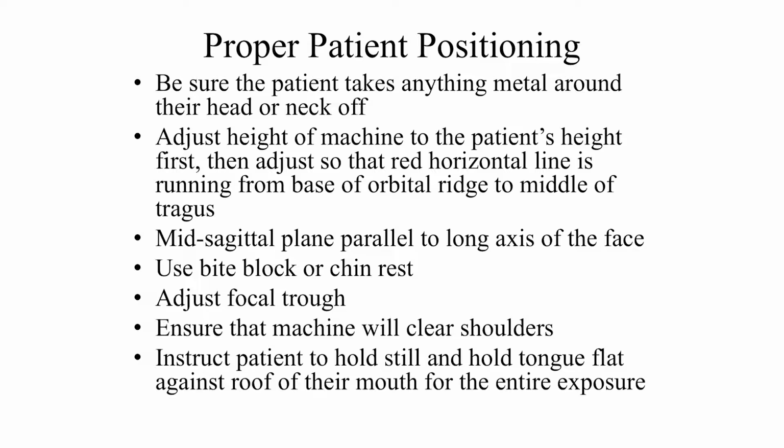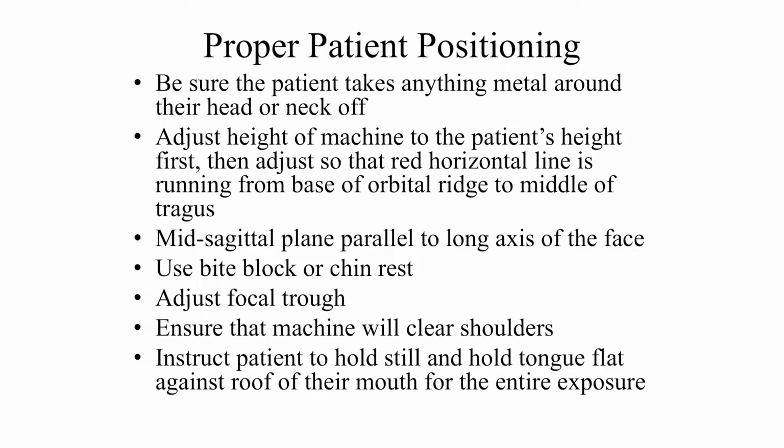Then you would adjust the height of the machine. So basically there's a red horizontal line. It should be running from the base of the orbital ridge to the middle of the tragus, and that is Frankfurt horizontal. That is ensuring that your patient's chin is not too high or too low. The mid-sagittal plane should be parallel to the long axis of the face. So there's a red line that runs vertically. You want it right down the middle of your patient's face. And you want to be sure that the back of the head, the mid-sagittal plane, is lined up. Their head isn't just turned like this. The red line can still be going down the center of the face, so you want to make sure they look straight in the machine. Otherwise, you'll get rotation on your image.